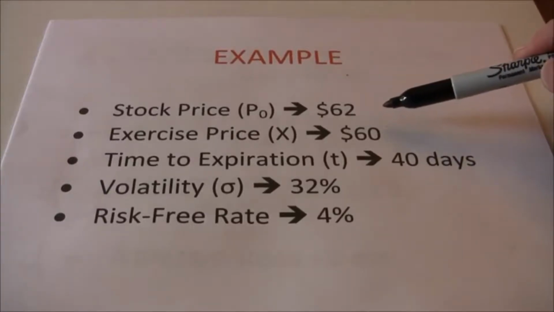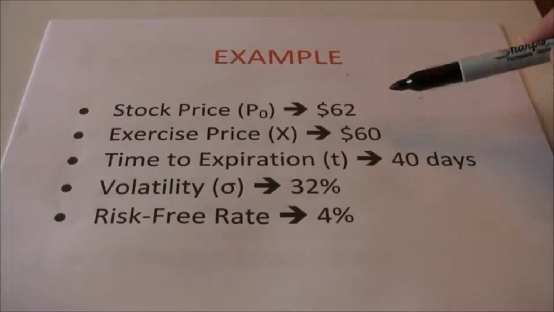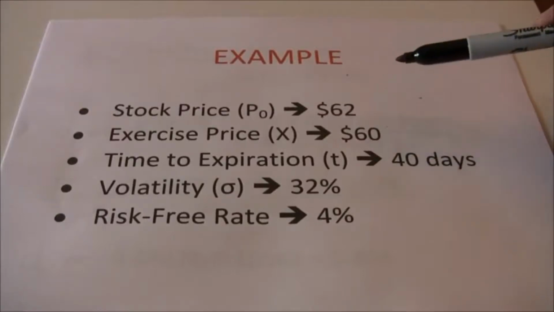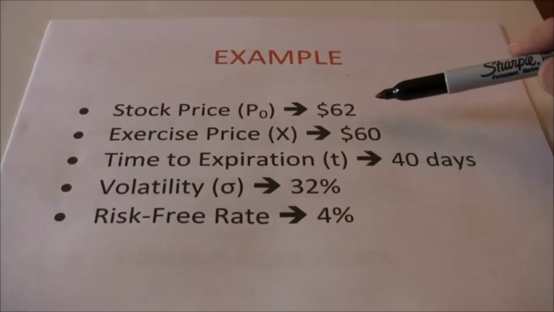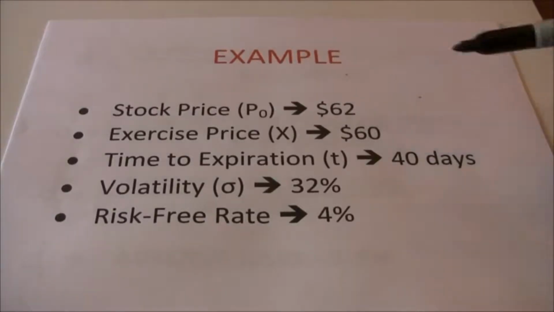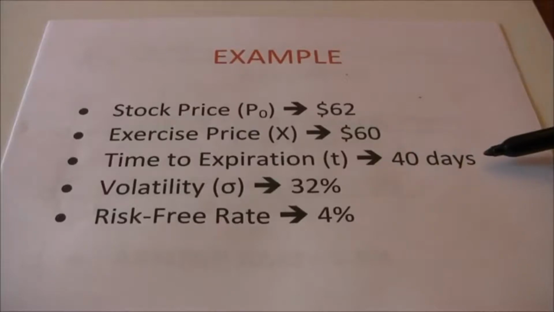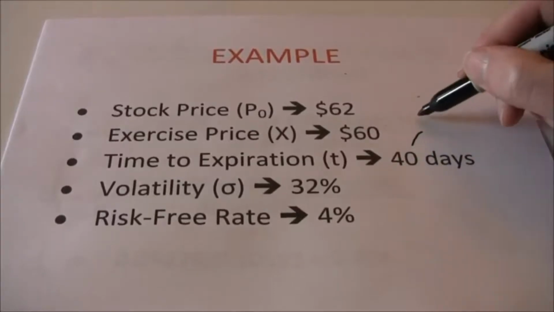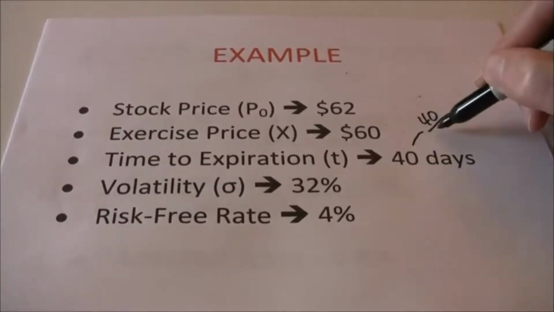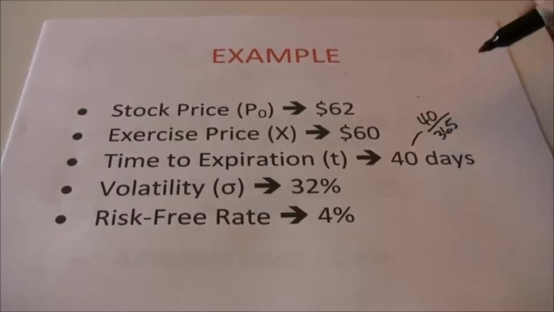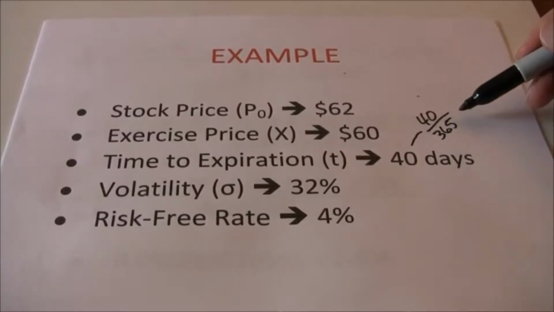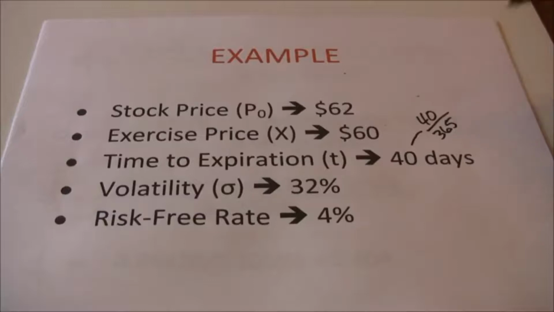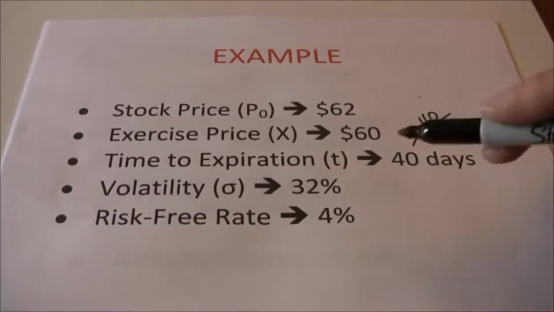So we know the value of the option is going to be higher than $2, but how much higher? What is the speculative premium that should be attached to this option? That's what we're going to find with the Black-Scholes option pricing model. Time to expiration is 40 days. Now remember, this is a fraction of a year, so when we plug that into the formula, it's going to be 40 over 365, 40 days out of 365 days per year, in order to set up time.